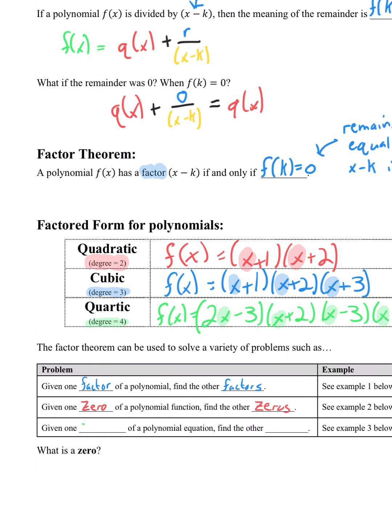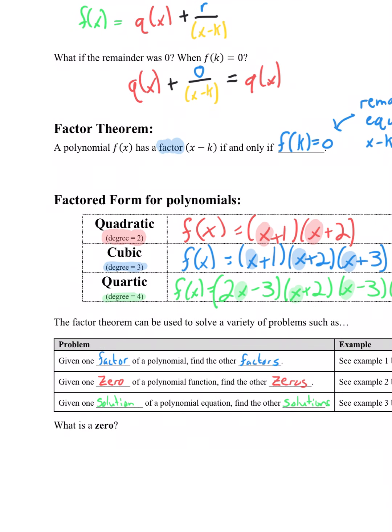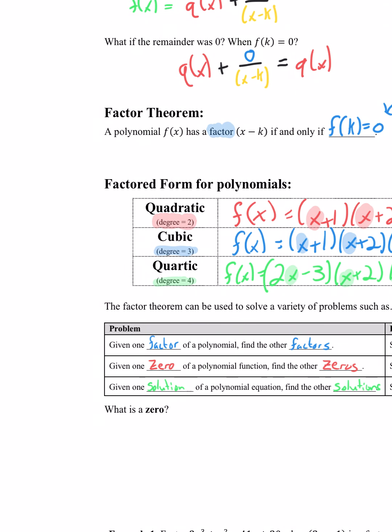And then finally, given one solution, find the other solutions. And they all have very similar words, but they're written ever so slightly differently. So for example, let's show you what I mean. Let's say a factor, for example. A factor is going to be written like that. That's a factor.